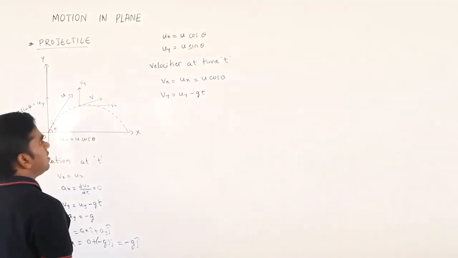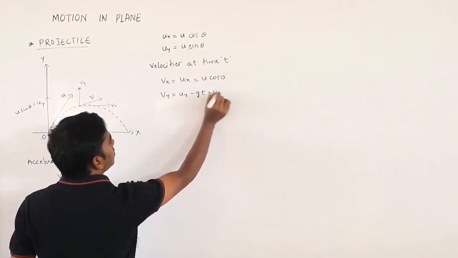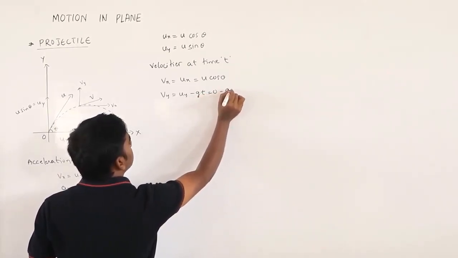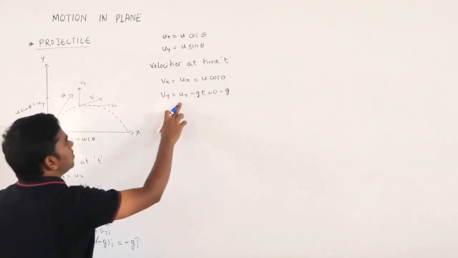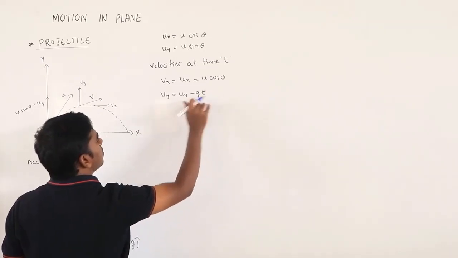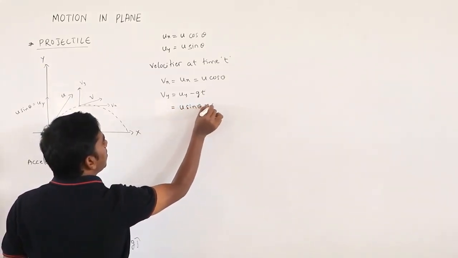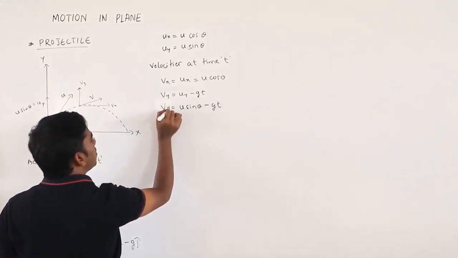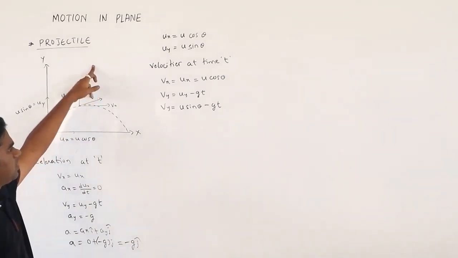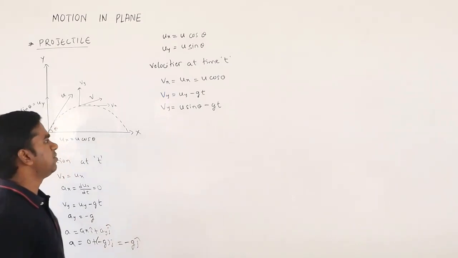So what can you write? Vy, you can substitute uy here. It is not going to be 0. So this is u sin theta minus g into t. This is the velocity along the y-axis. So you got these two equations, vx and vy. Again, we have written this in our last class.